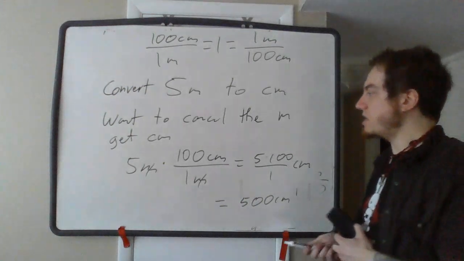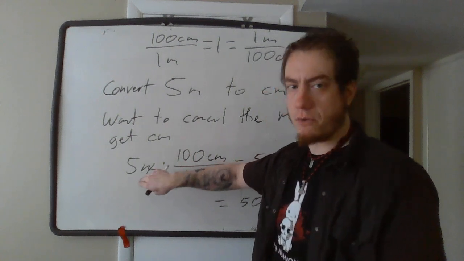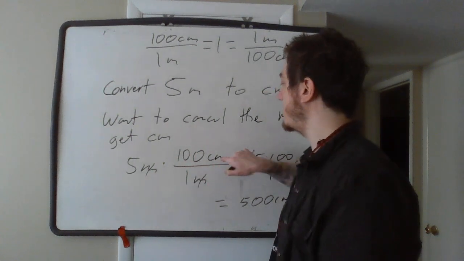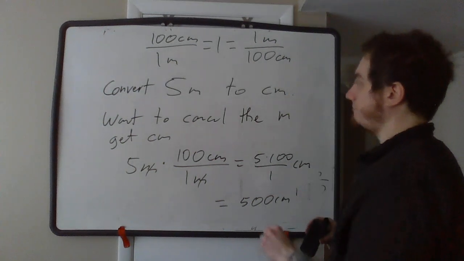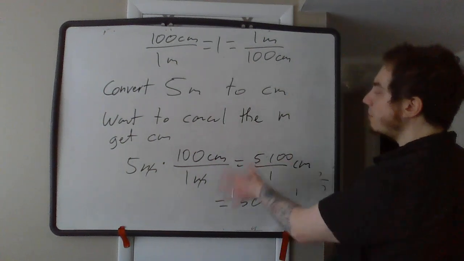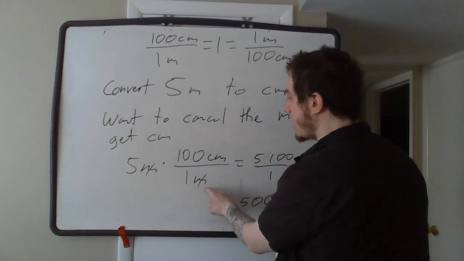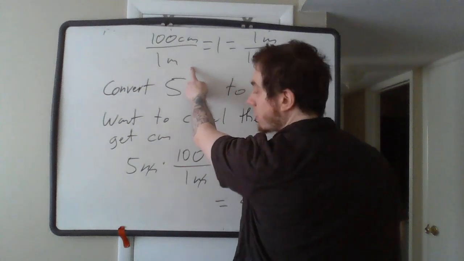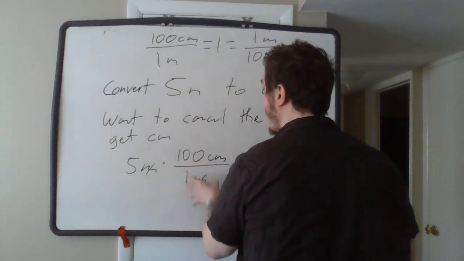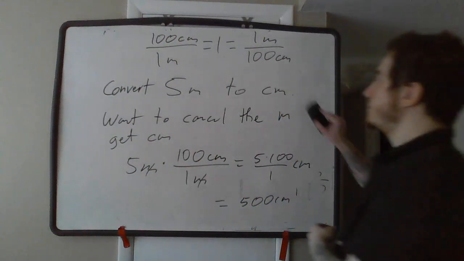So the method that we used here is, I looked at this and I said, okay, I want to get rid of this unit of meters and I want to get a unit of centimeters. Well, if I want to do that, then I want to multiply by 1 in such a way that there's a meter in the denominator and a centimeter in the numerator. Oh, hey, I have that right here. So I multiply by that factor, and it cancels the meters and gives me centimeters.